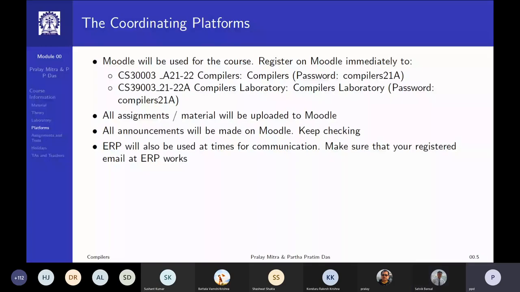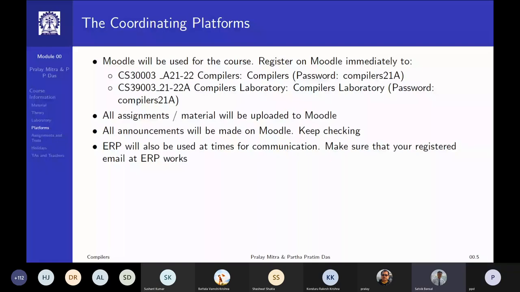At times we want to make sure that nobody is missing anything, so general communications we also send out through this ERP send mail. All you have to do is make sure that the one or two emails you have registered are valid emails and that you check them. That's it. And can you move to the previous slide?